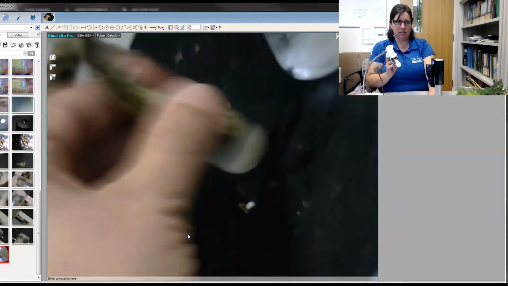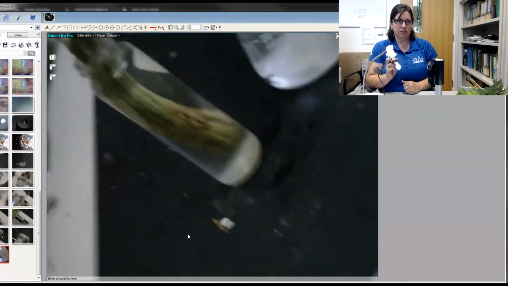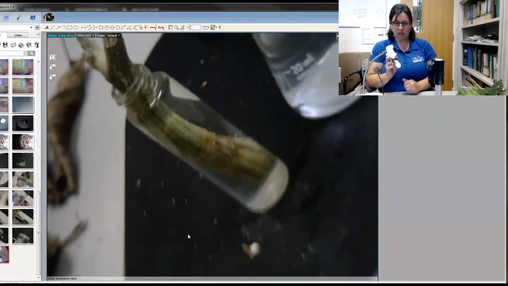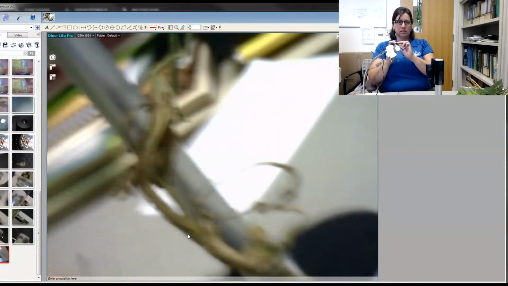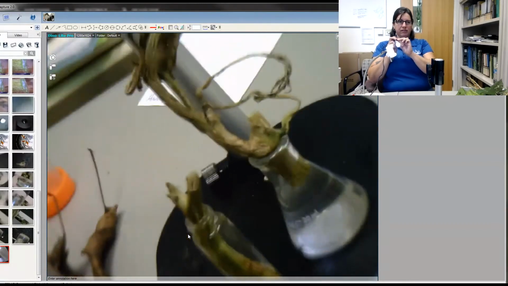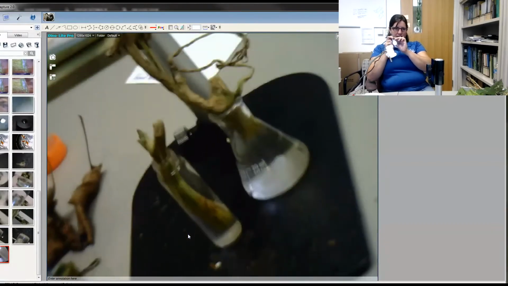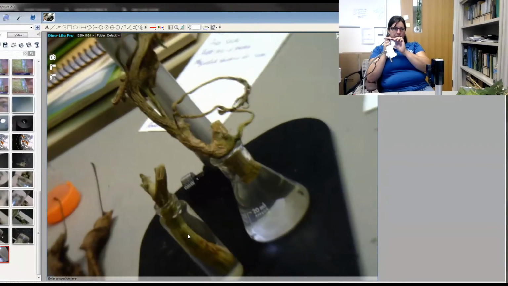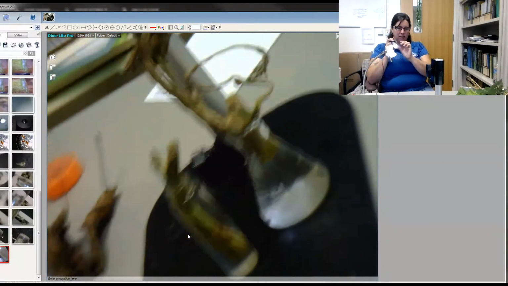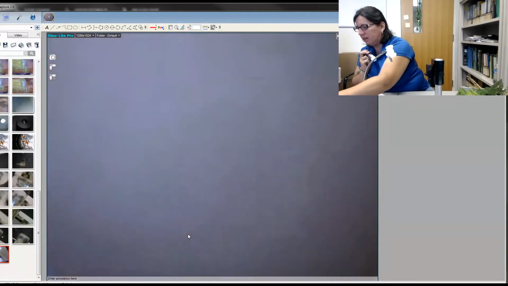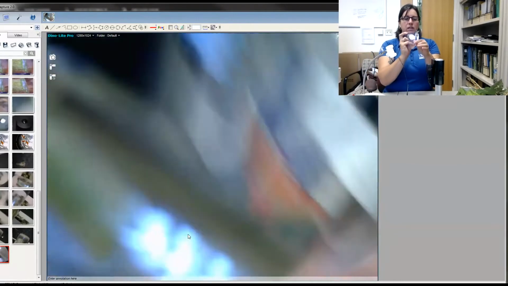And here is the one that we did, the first one we did, in this little tiny vial. And this is the base of that melon plant that we worked with. Is this a different one? That's the one that you started. Oh, this is the one that I started.